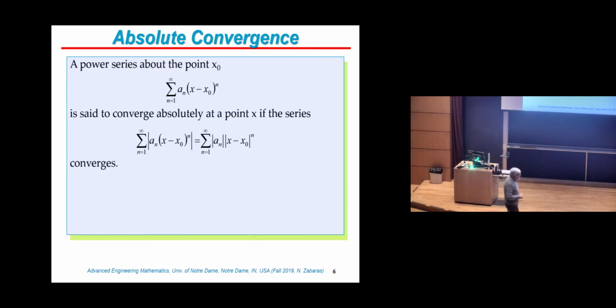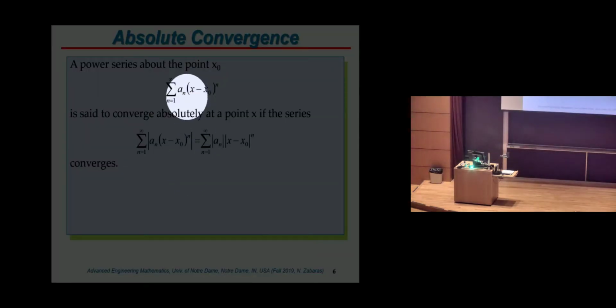So one of the concepts with power series convergence is what's called absolute convergence. So you are looking at the absolute value of the argument. Okay, so if we take absolute values of this, absolute convergence means that this series converges in terms of the absolute values.